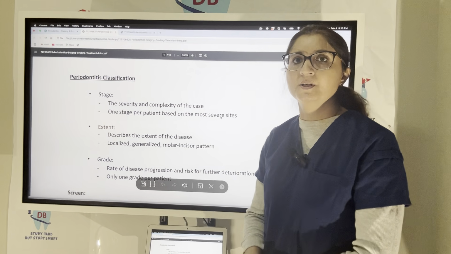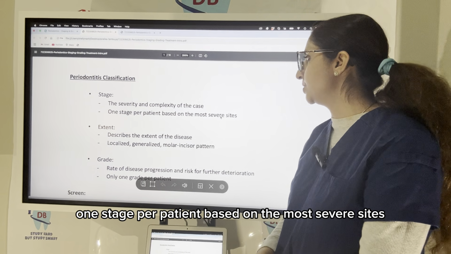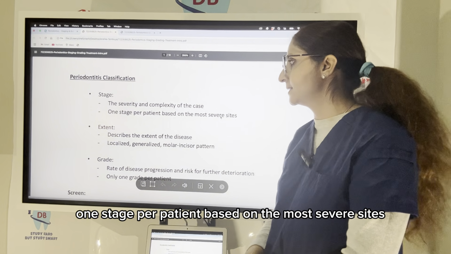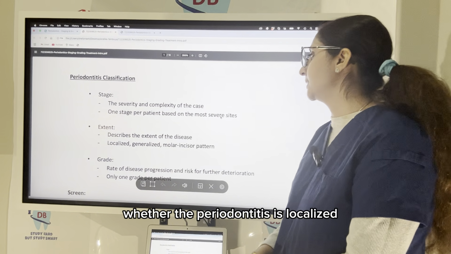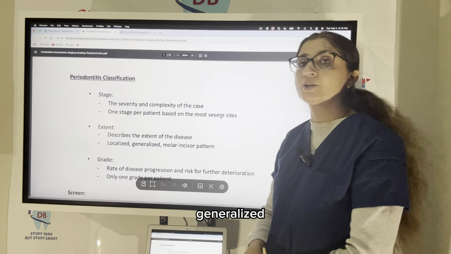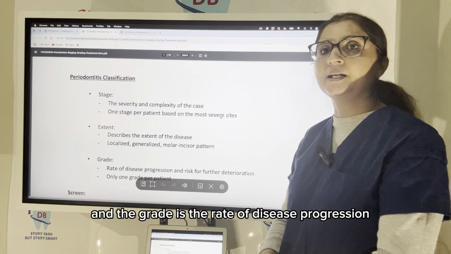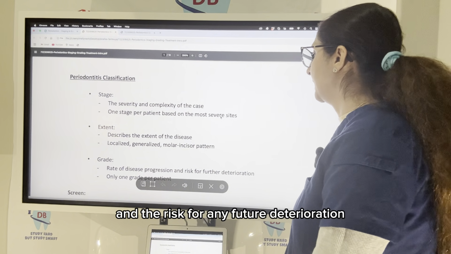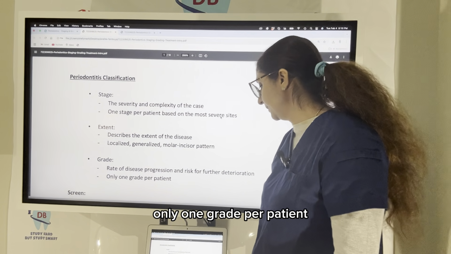So the stage includes the severity and the complexity of the case, one stage per patient based on the most severe sites, while the extent describes whether the periodontitis is localized, generalized, or in a molar incisor pattern, and the grade is the rate of disease progression and the risk for any future deterioration. Only one grade per patient.